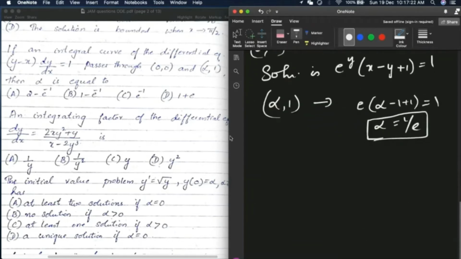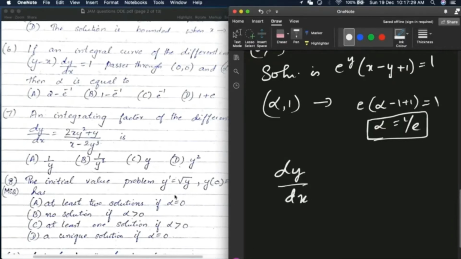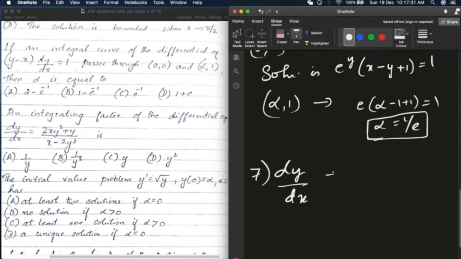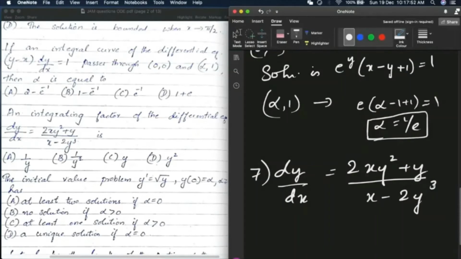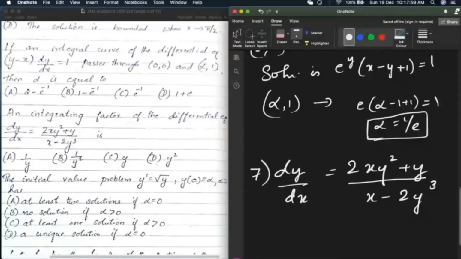So next is to find the integrating factor. That's a direct question actually. dy by dx is equal to (2xy square plus y) divided by (x minus 2y cube). You can use any technique, you can just multiply, but multiplying and checking whether it is exact will definitely take more time. So you can use any of the techniques that I've given. Normally we go in the order which I've given, that would be the easiest way. Homogeneous only you can identify, but this is not a homogeneous differential equation. So definitely you have to go to any of the other three methods which I've given you.